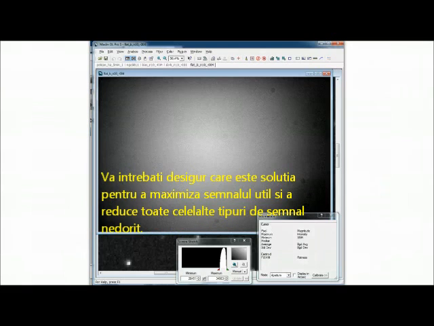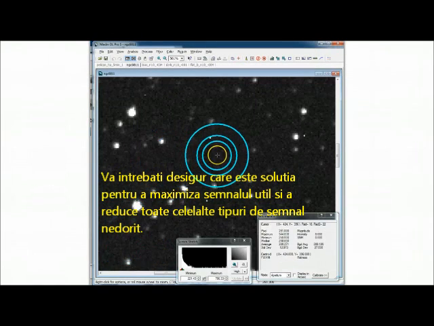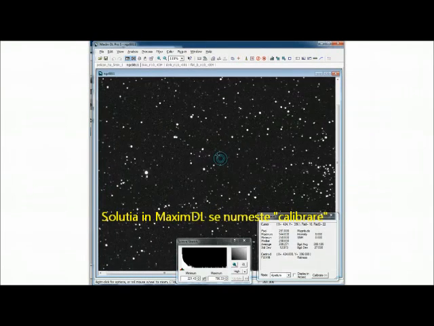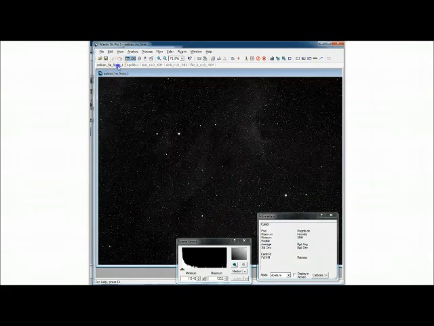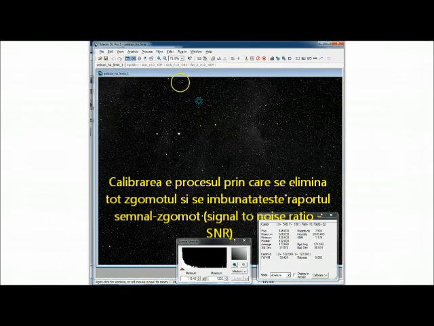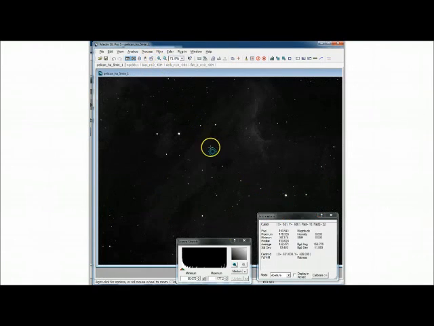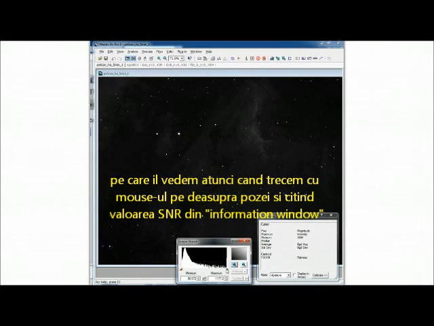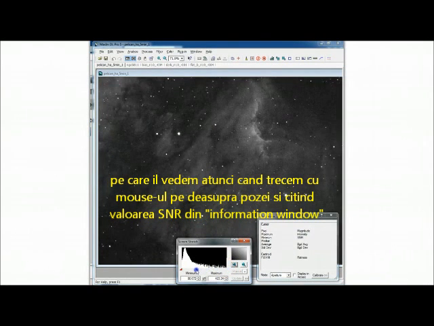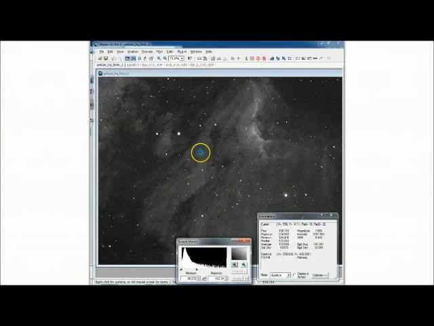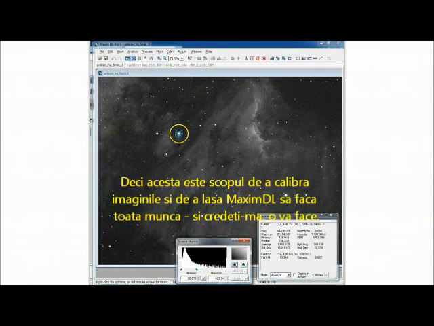So you're probably wondering just what the solution is to maximizing your signal, that is the image signal, and reducing all the other kinds of unwanted signal and unwanted noise. The solution in MaxIm DL is called calibration. Calibration is the process of removing all the noises and increasing that signal-to-noise ratio that we see by hovering our mouse over a star here and looking at the SNR value in your information window. So that is the goal, to calibrate your images and to let MaxIm DL do all the work. And trust me, it will.